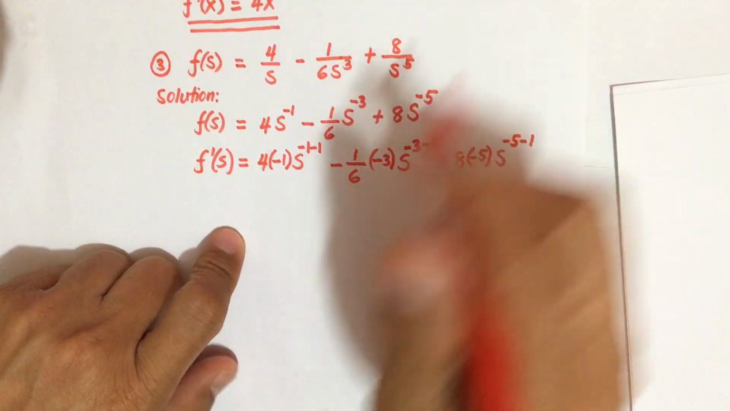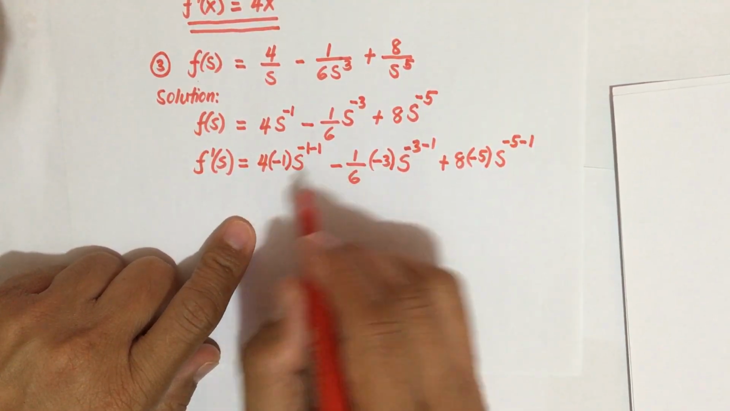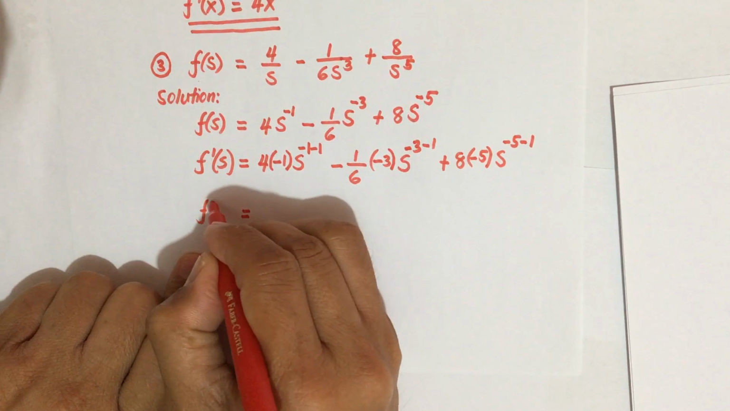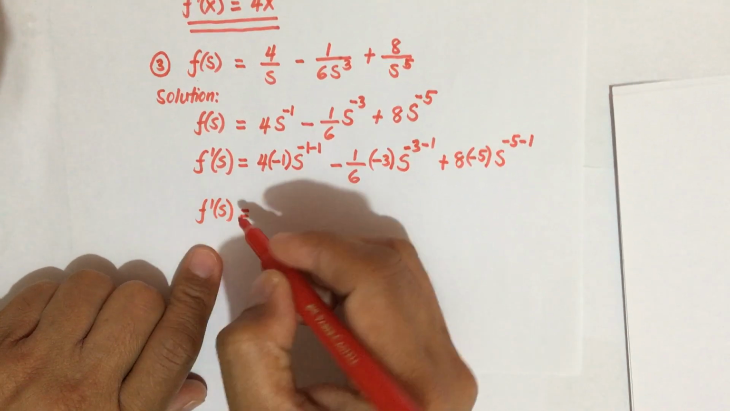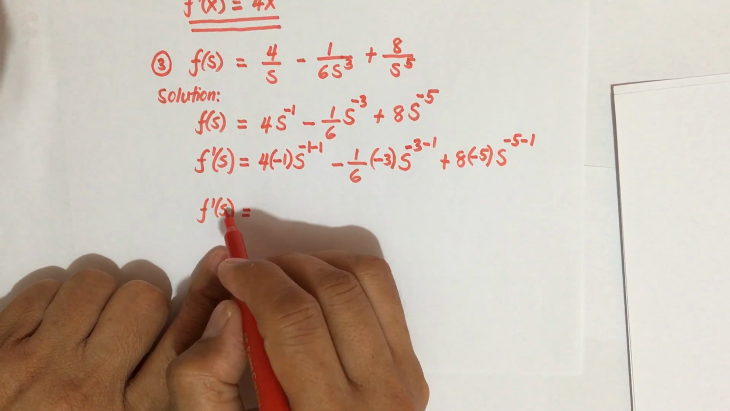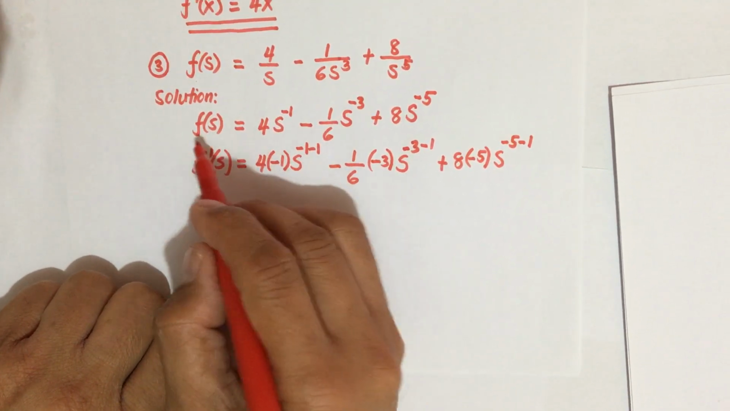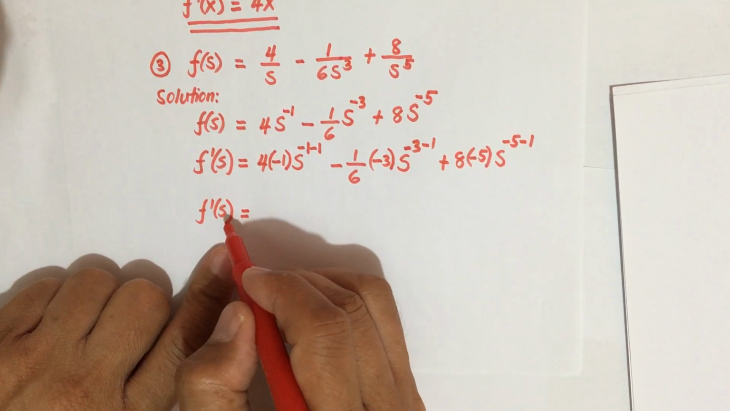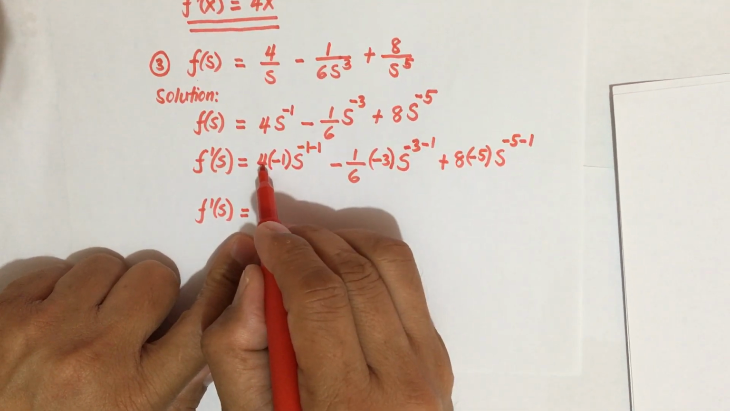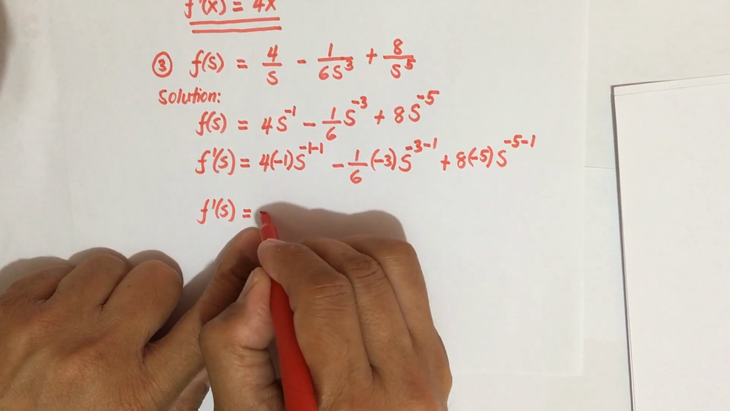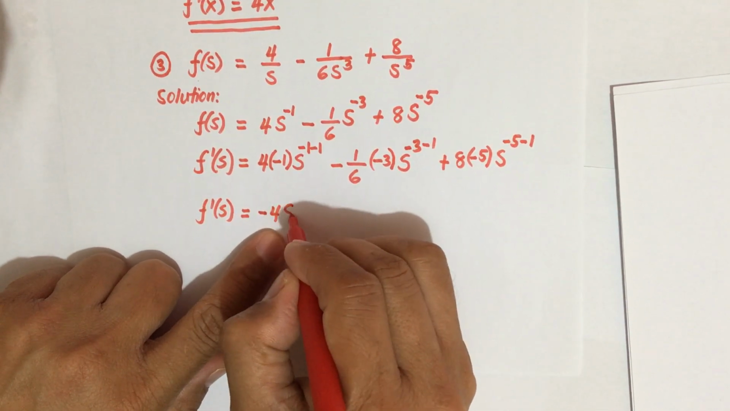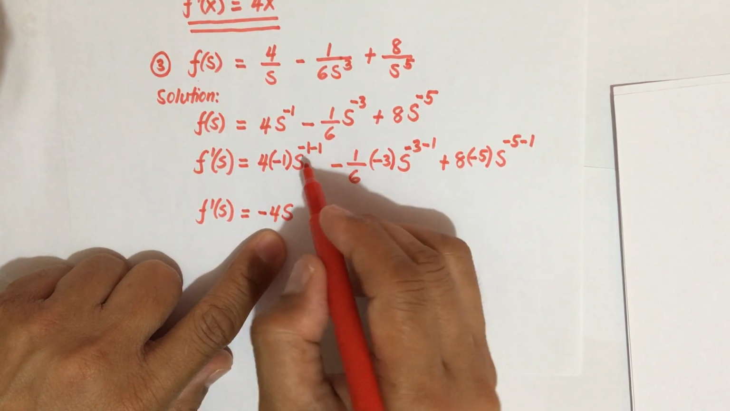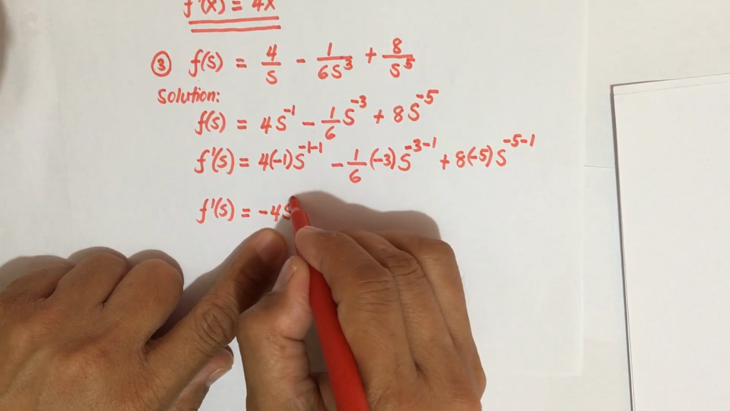So next we are going to simplify this. So f prime of s. Be careful, don't forget to write this f prime of s, otherwise we can think of it as f of s. F of s is different from f prime of s. F prime of s means this is the derivative. Okay, so we have here 4 times negative 1, so that would be negative 4. Then you have s to the power negative 1 minus 1, so this is minus 2.